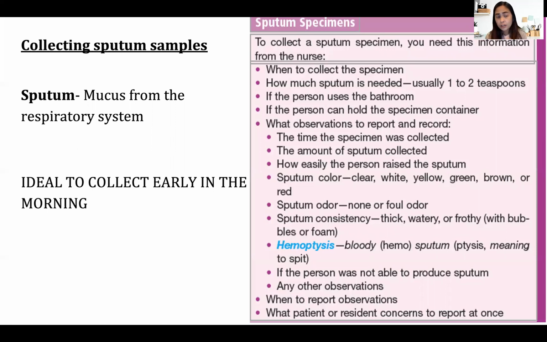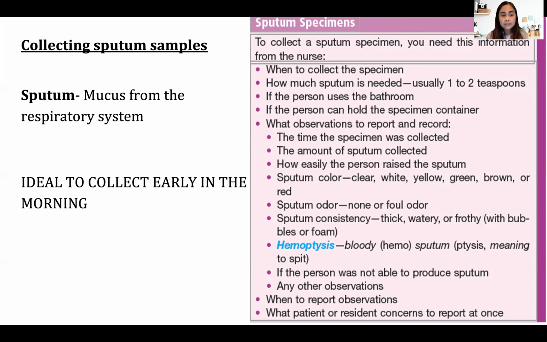Next, how we collect sputum samples. Okay, as nursing assistants, this is also one of our responsibilities. If your nurse tells you, can you collect sputum samples? Because we have one patient who needs to be checked for any infection in the sputum. So what is sputum first? Sputum is mucus from the respiratory system. Okay, it's different from saliva, guys. Saliva is in your tongue, in your mouth. But sputum comes from deep in your throat. Okay, it is different from saliva.